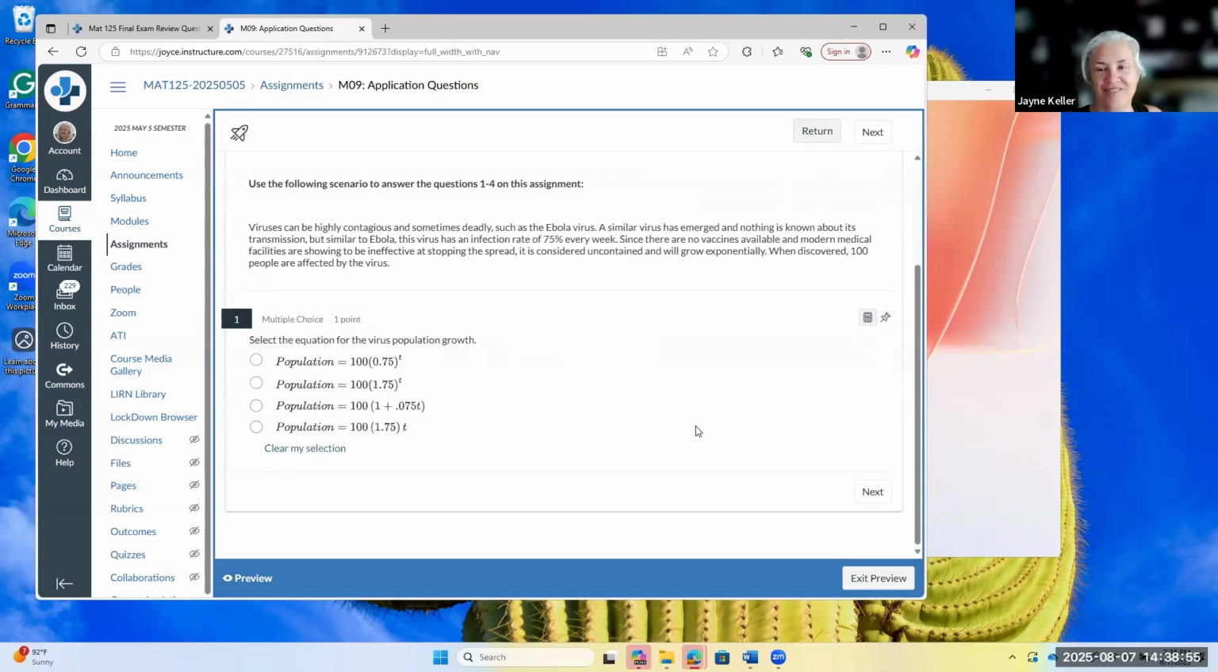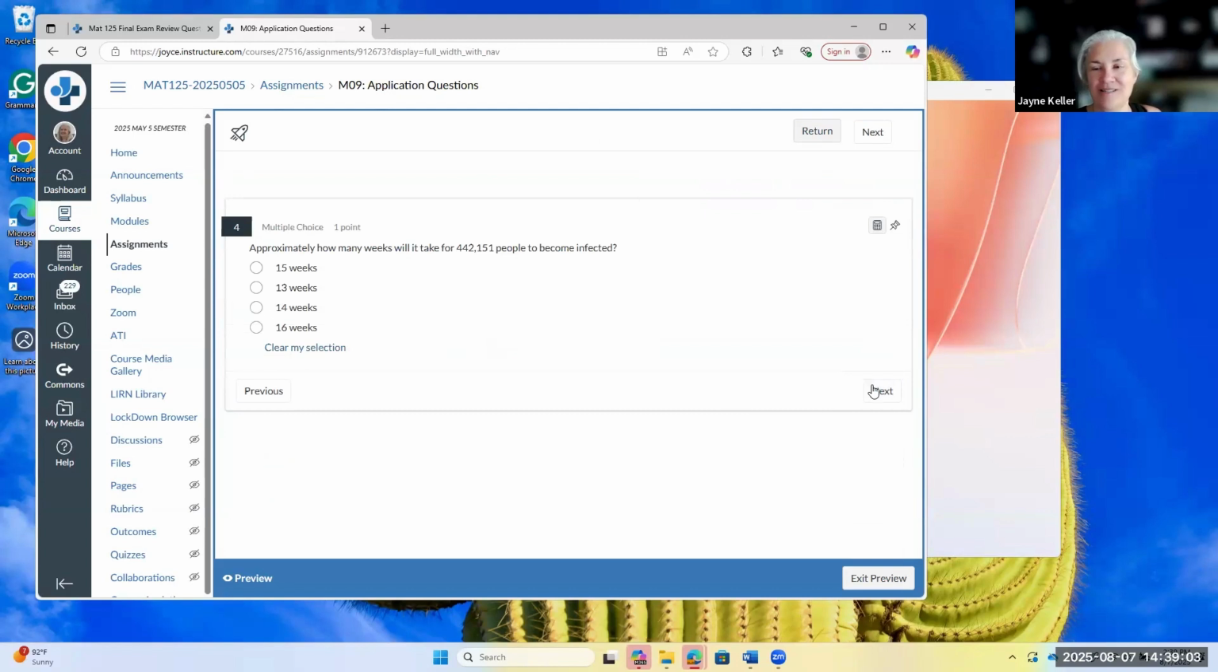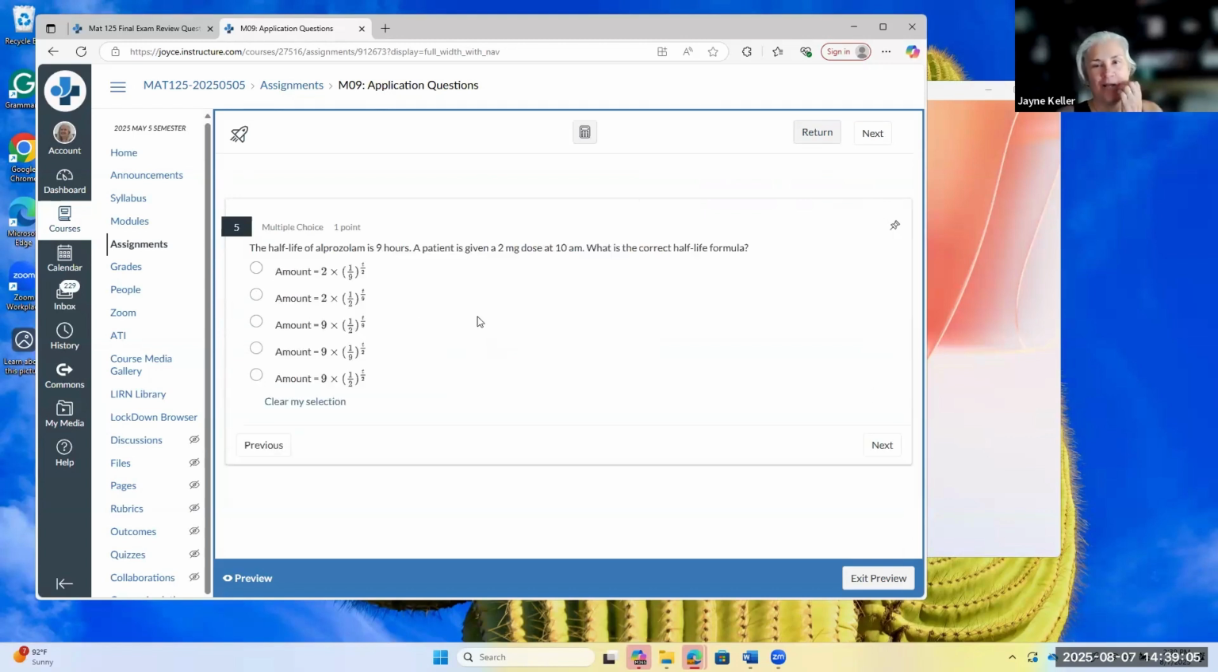Okay, here we go. Is this the one you mean, the virus? Oh, no, this isn't Half-Life. Oh, here's a Half-Life. Okay. So the half-life is 9 hours. If someone is given a 2 milligram dose at 10 a.m., what's the correct half-life formula?